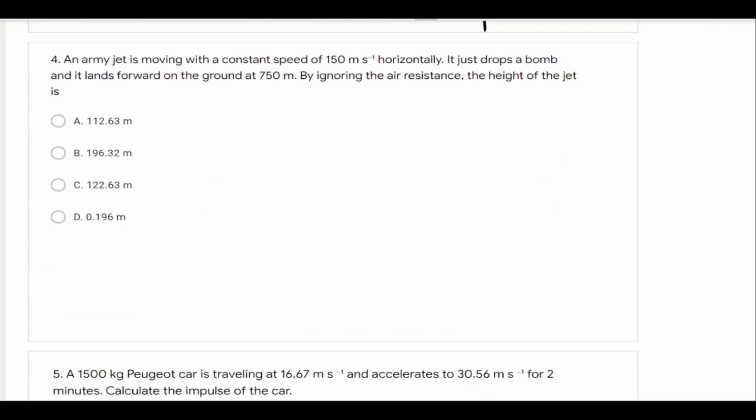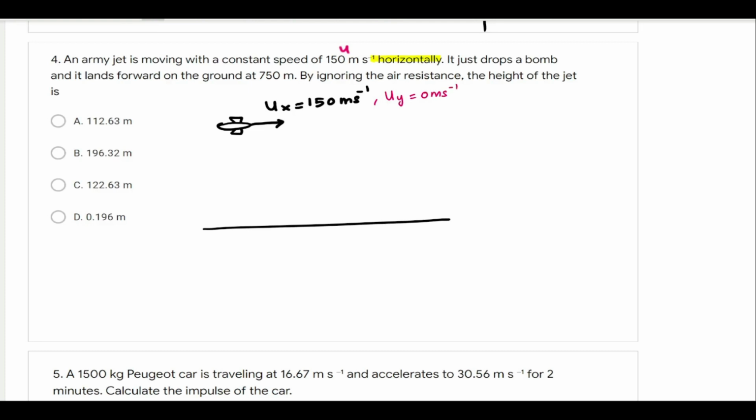Question number 4. So kita ada an army jet is moving with a constant speed. So U is given, horizontally. Okay, horizontally means the motion, pergerakan jet tersebut. Ni jet dia lah. So it's moving in this direction. Kita ada Ux is equal to 150 meter per second. Projected horizontally, moving horizontally means that nilai U hanya ada X sahaja. And how about Uy? Uy akan jadi kosong. Okay? And then it just drops a bomb and it lands forward on the ground at 750 meter.